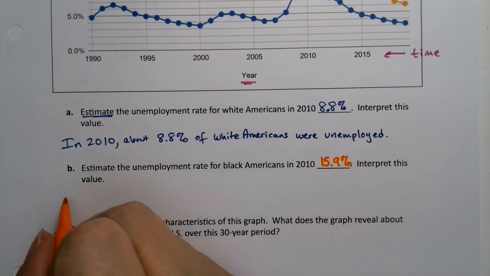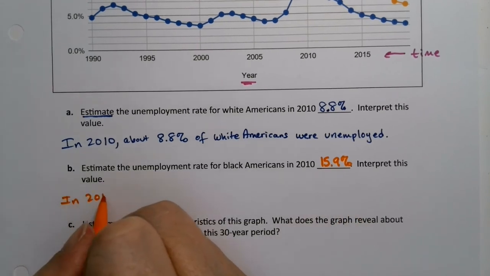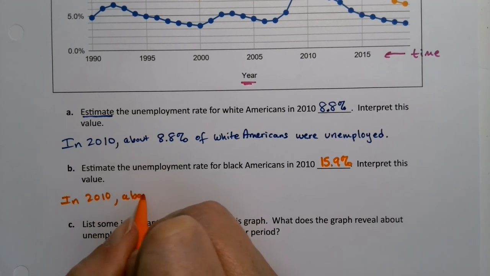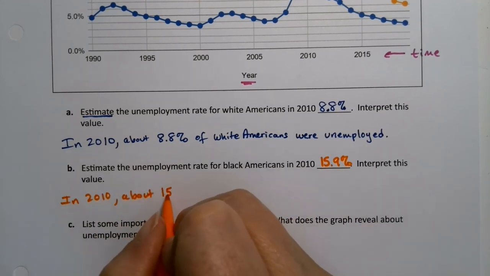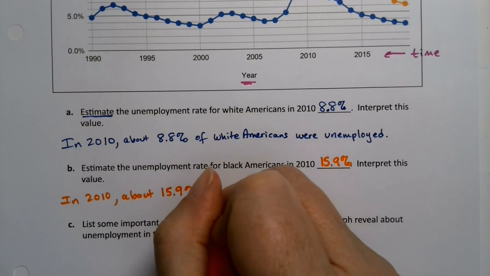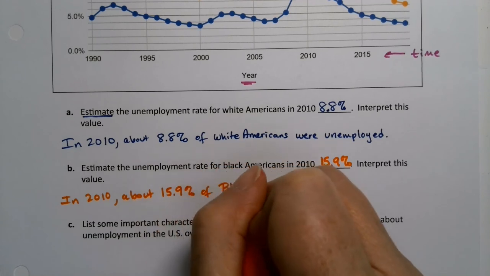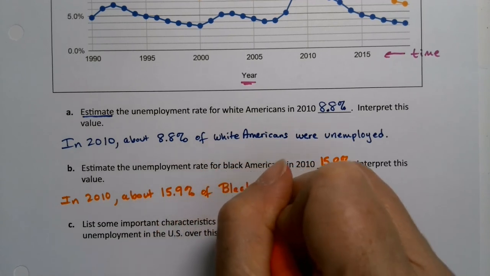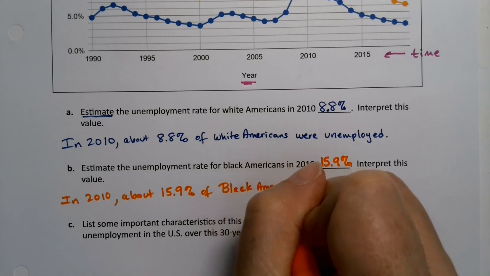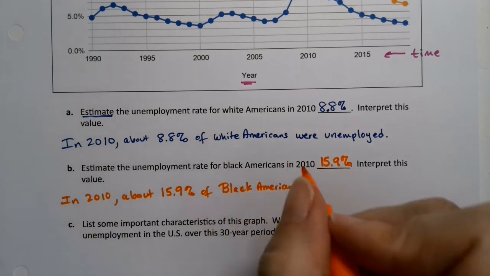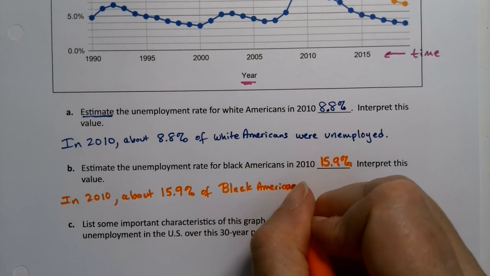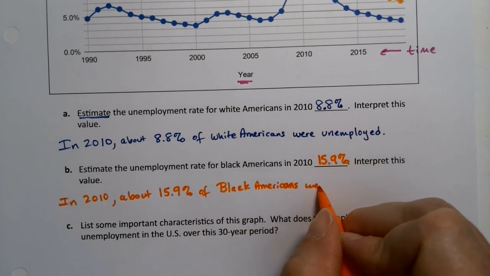So what does that mean? That means in 2010, about 15.9% of the category of Black Americans. Oop, I lost my C there. All right, Black Americans, there we go, were unemployed.